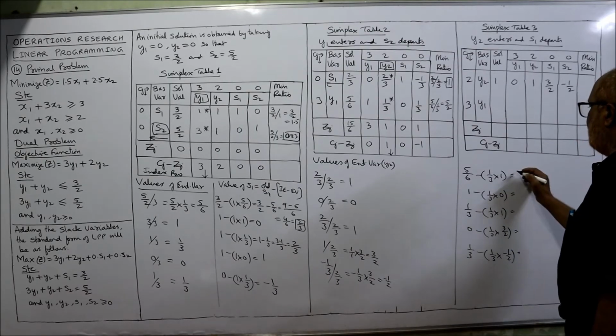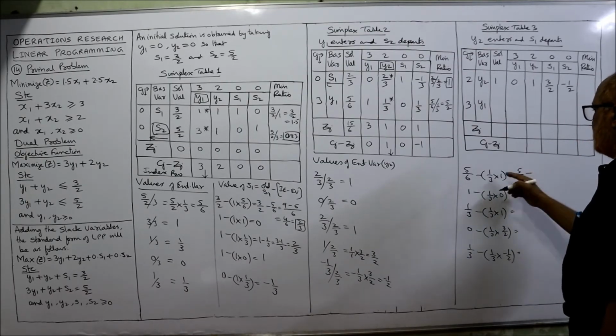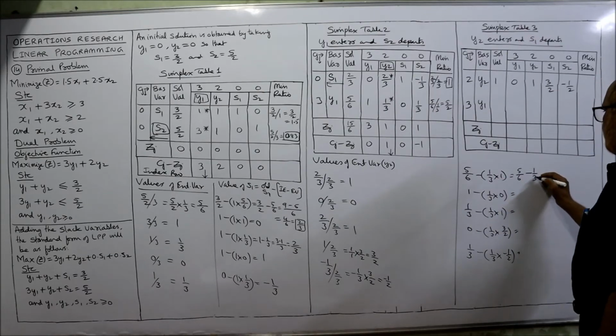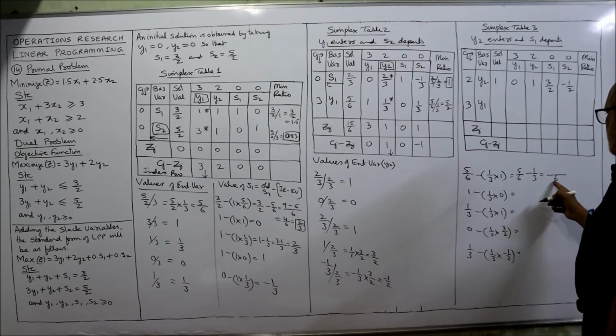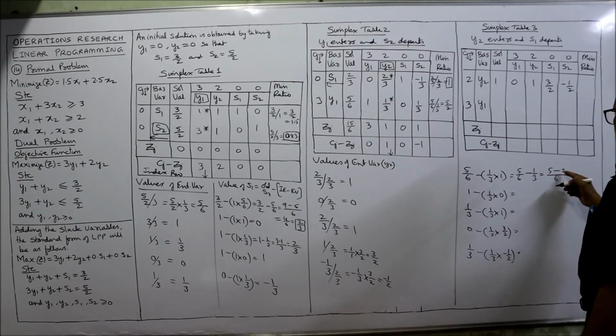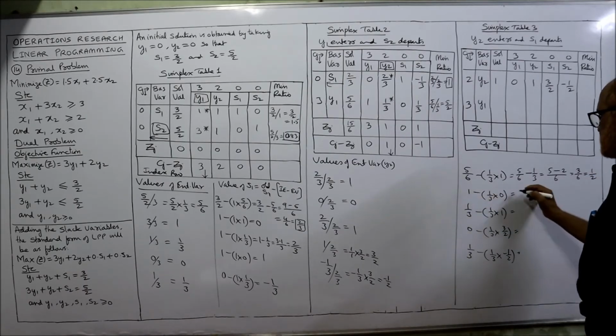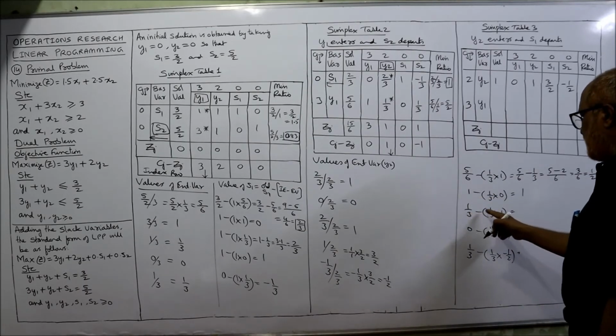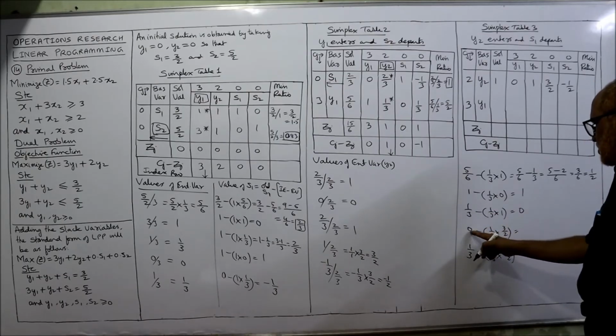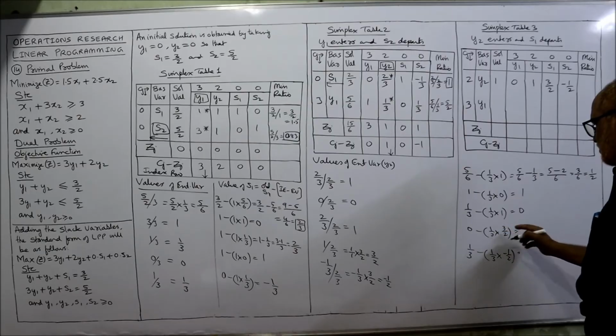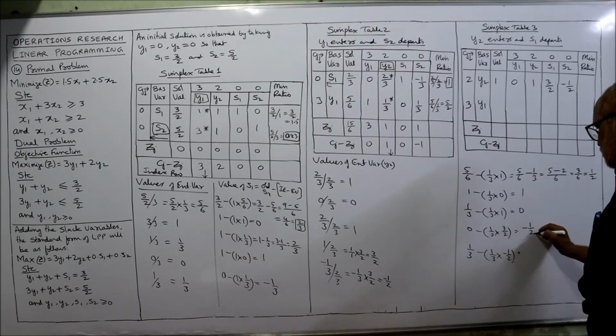Now see here. 5 by 6 minus 1 by 3. If you take LCM 3, 6 one time, 1 5 is a 5. 3 2 times, 2 1 is a 2. So 5 minus 2 is 3. 3 by 6 or 1 by 2. 3 1 is a 3, 3 2 is a 6. 1 minus 0 is 1. 1 by 3 minus 1 by 3, 0. 0 minus this 3 will get cancelled. So 1 by 2 minus 1 by 2.